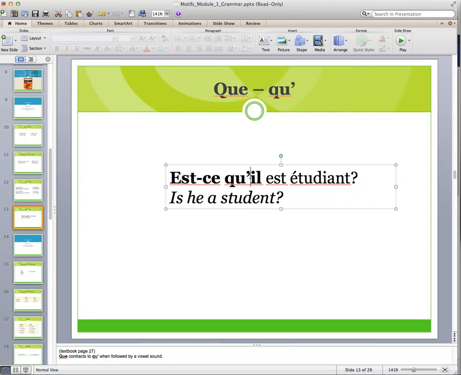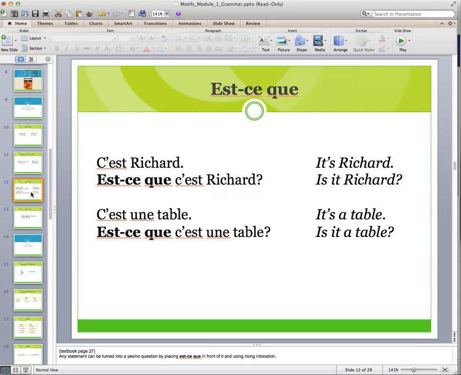The only difference here is that you can see that this is a contraction. I've shortened it with an apostrophe. The reason we do that is because in French, we don't put two vowels together. I'll go back to my preceding slide. Here, I do not have two vowels together. And I don't here either.